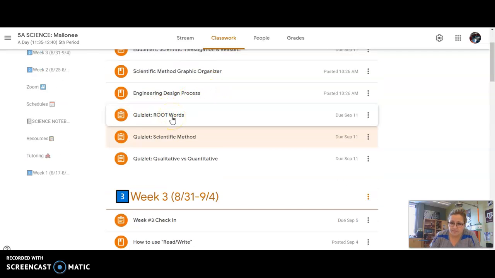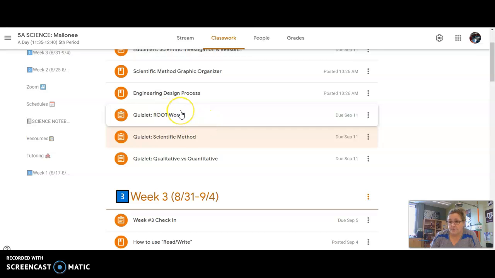This one for root words, we will play on and off throughout the year. This will have different word parts that you kind of picked up over time, just knowing the definitions of words, but knowing these word parts will make science words less intimidating or scary. They may still be hard to pronounce, but you will know what they mean. So it's based a lot in Greek and Latin.